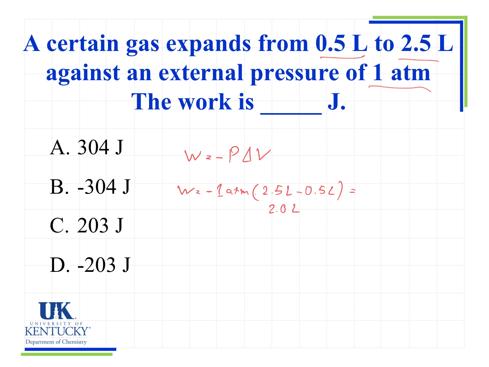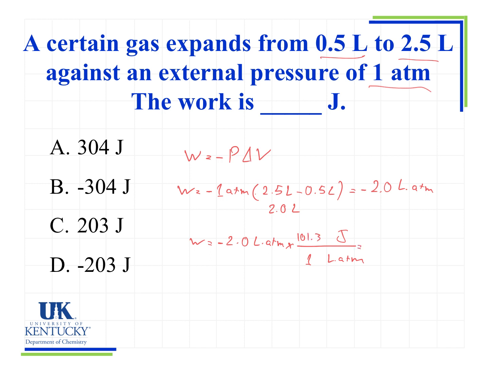And what is the work? It's negative 2.0. What's the unit? Liter atmosphere, right? So we get negative 2.0 liter atmosphere, but we want it in joule. So what's the conversion factor? I know 1 liter atmosphere, I want joule. So I know 1 liter atmosphere is 101.3 joules.